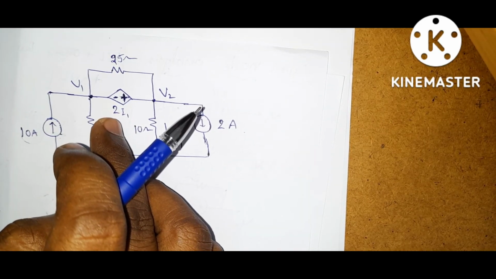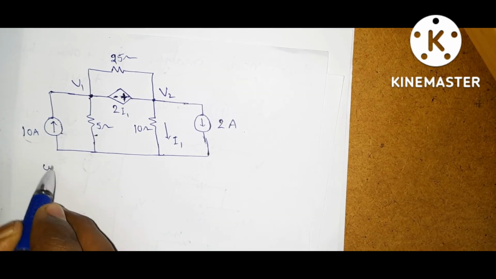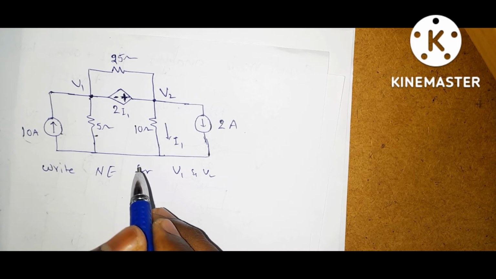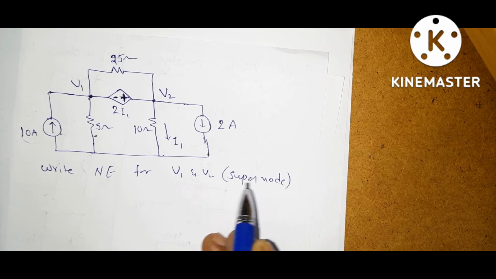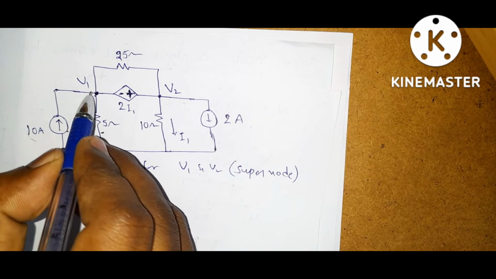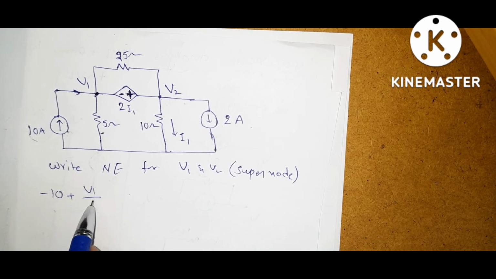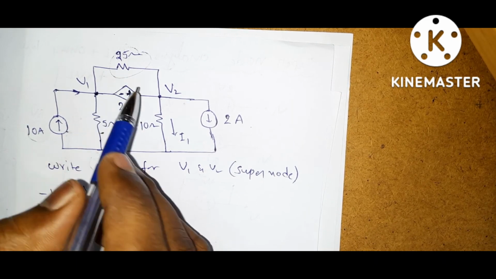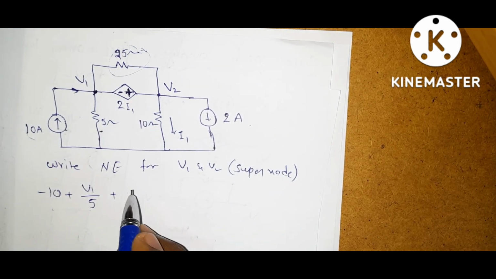Before writing the node equations, open the dependent source and write the equation for combinedly V1 and V2. Write node equation for V1 and V2 because it is a super node technique. So this is super node technique. So write the node equation for V1 and V2 combinedly. So here the current is entering to the node. So it is minus 10 plus V1 by 5 plus, you can write the equation for this resistance or you can exclude, because if you write the equation for this resistance, it will cancel. I will show you how it will cancel.